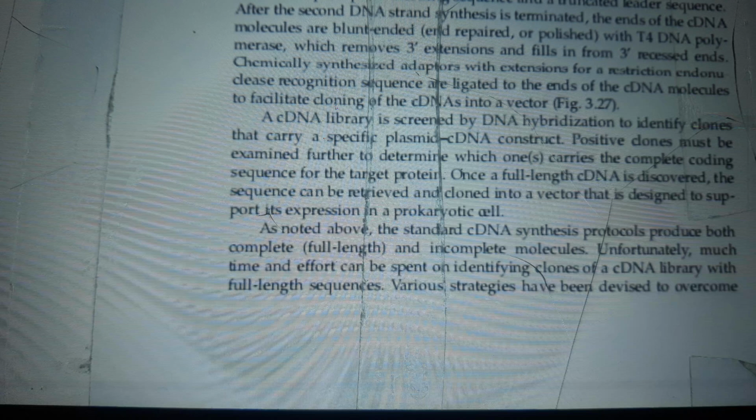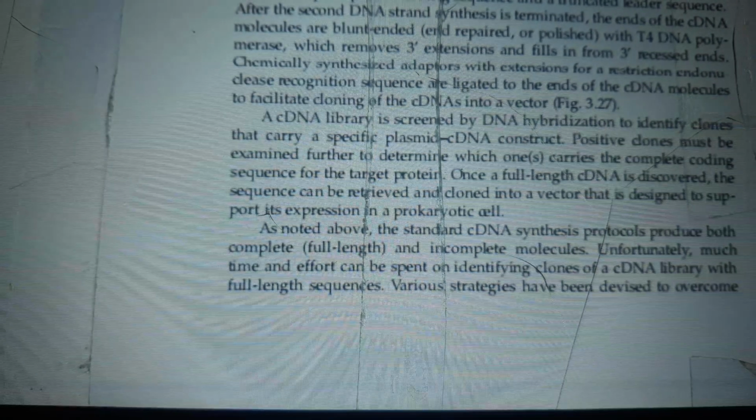Once a full-length cDNA is discovered, the sequence can be retrieved and cloned into a vector that is designed to support its expression in a prokaryotic cell. As noted above, the stranded cDNA synthesis protocols produce both complete full-length and incomplete molecules. Unfortunately, much time and effort can be spent on identifying clones of a cDNA library with full-length sequences. Various strategies have been devised to overcome this.